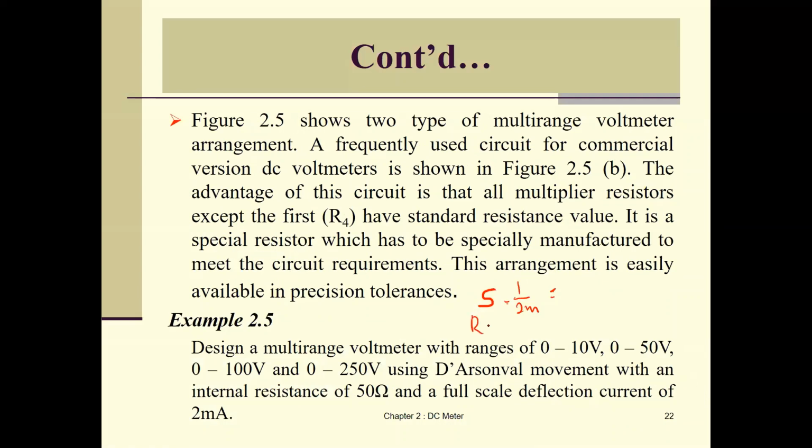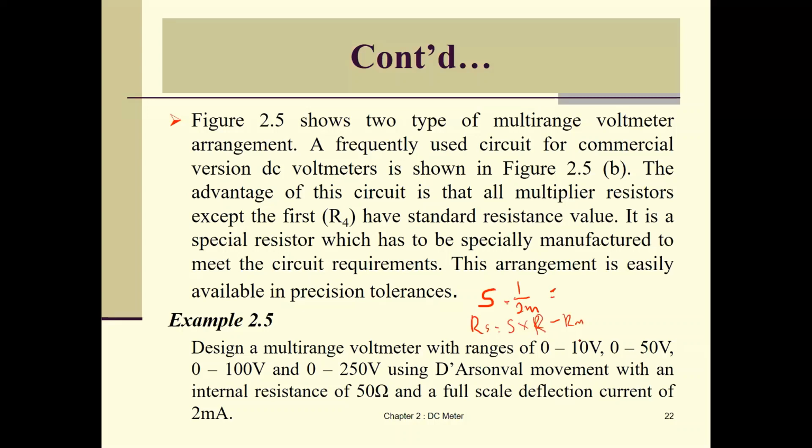Okay. RS equals S multiplied by the range, minus RM. RM will be given. RM is 50 ohms. The range depends.